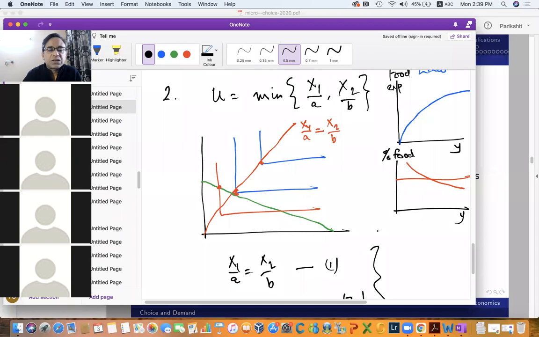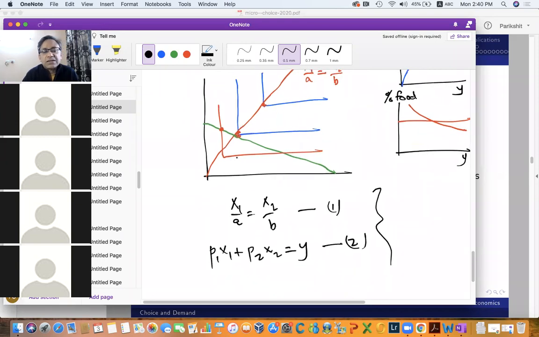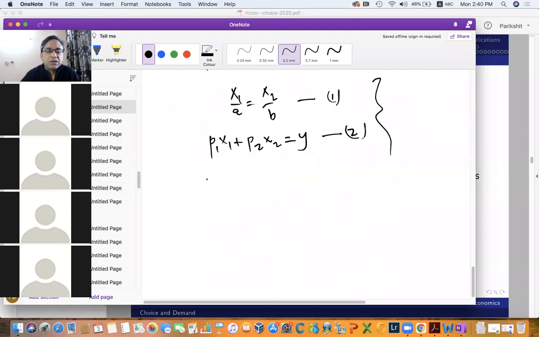The reason we can't use the MRS equals price ratio principle is what? Because it's non-differentiable. Non-differentiable, right? So there's no unique slope at the point of the kink. However, broadly speaking, it's the same principle. It's almost like a tangency, except that we have to get around the fact that it's not differentiable over there. This is the case, as you know, called perfect complements.